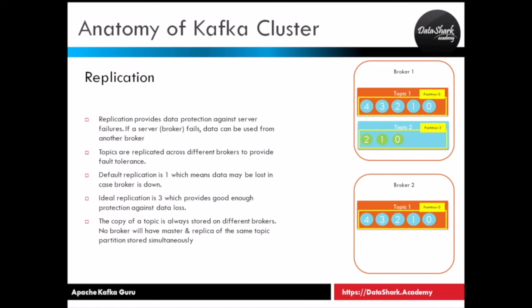The copy of a topic is always stored on different brokers, and this makes sense too, right? So no broker will have the master and replica of the same topic partition stored simultaneously, because if that is the case and that broker goes down, you lose the master as well as the replica of the topic, so there will be data loss. So always master and replica are stored on different brokers, and this is managed by Kafka, so you don't have to do it manually.